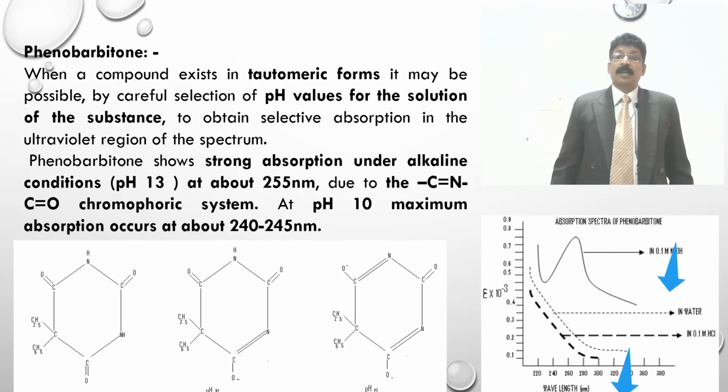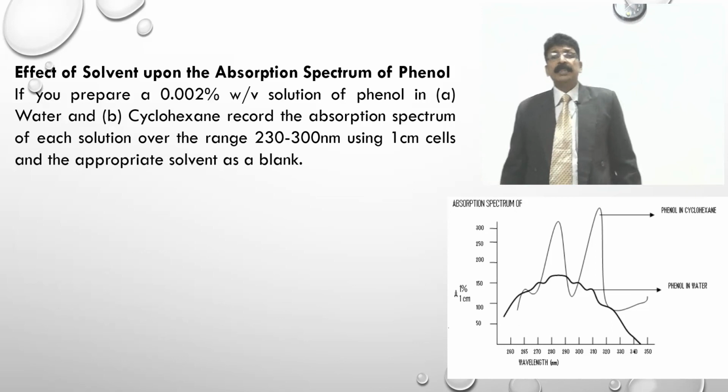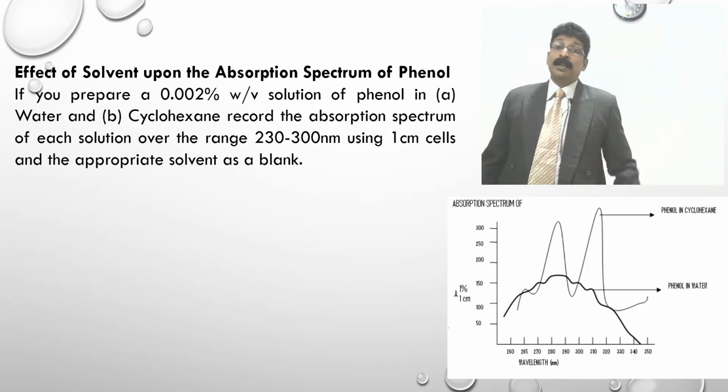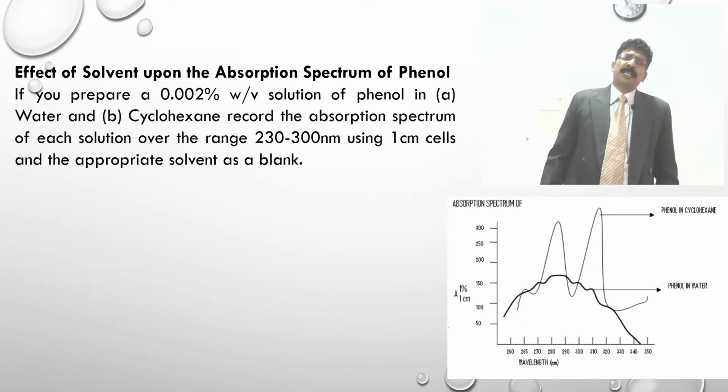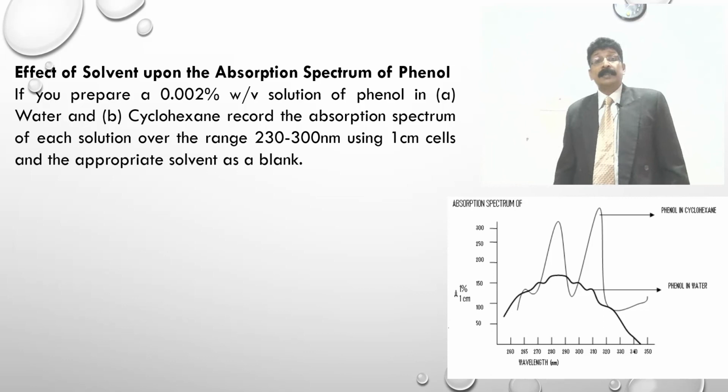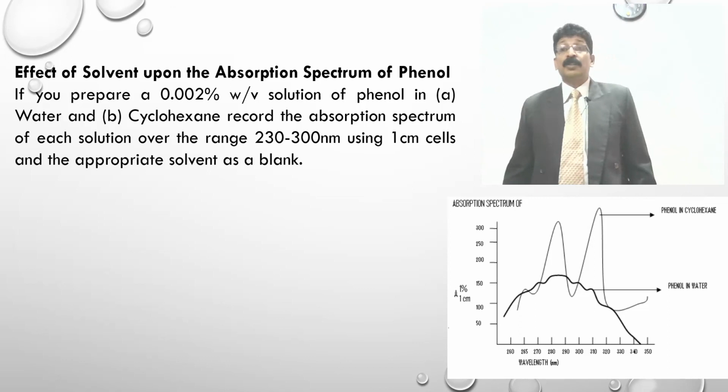And we have also taken an example of phenol as a solute in cyclohexane and phenol in water. What about phenol in water? We know that it doesn't give a peak because the pH is low. But in cyclohexane, when you prepare a low concentration, 0.002% solution of phenol, and record the spectrum from 230 to 300 nanometer using one cell, the cell thickness is also very important.